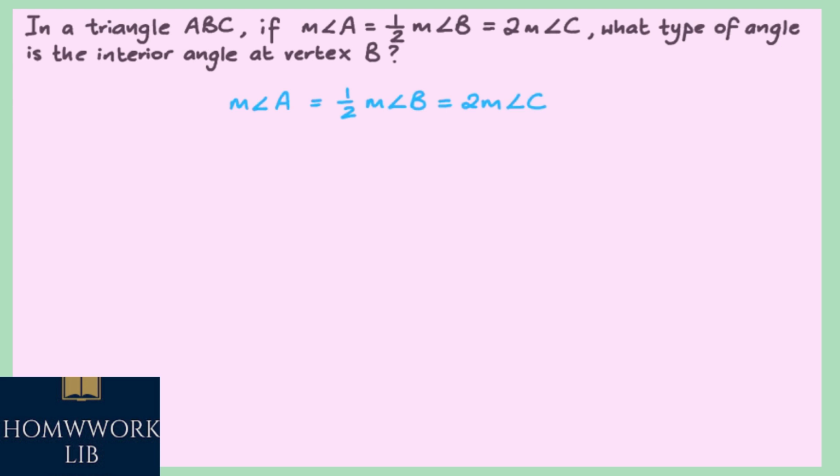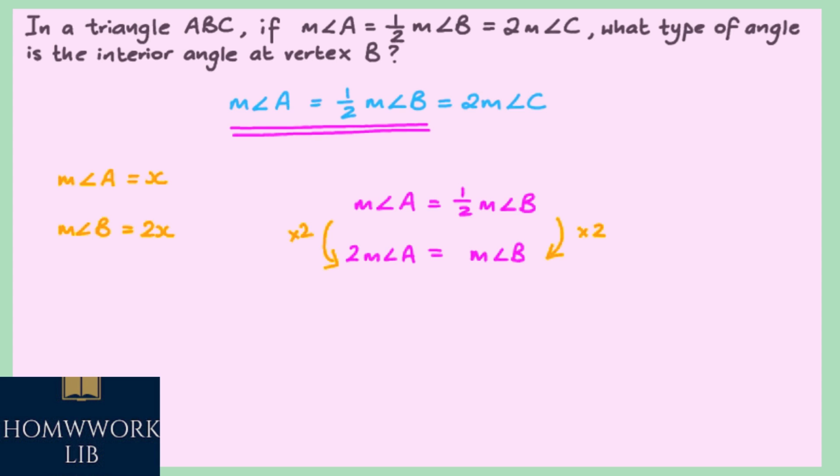The best way to approach this would be to take one of the angles and define it with a letter. So, for example, we could define the measure of angle A as x. Then we know that the measure of angle A is half the measure of angle B. So the measure of angle B must be 2x. If we find this hard to work out, we can rewrite this part of the equation.